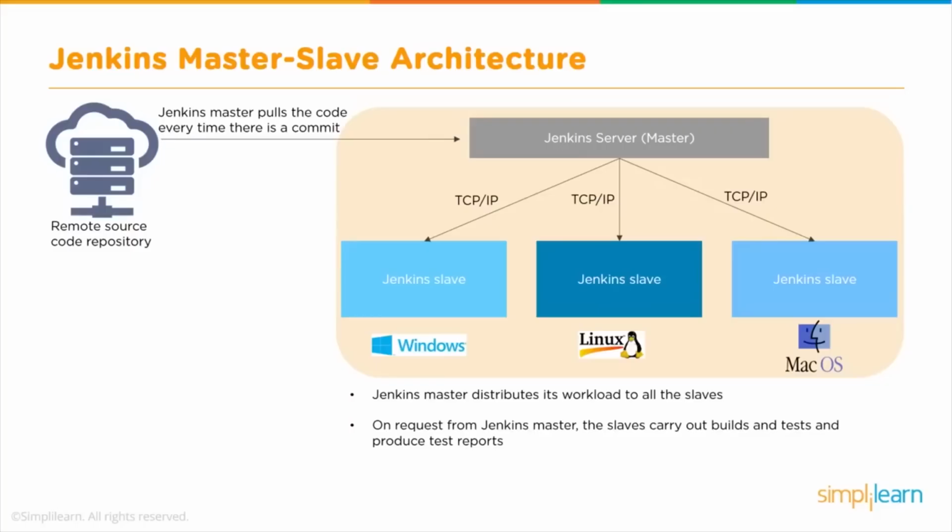So what we have here is an overview of the master-slave architecture within Jenkins. On the left-hand side is the remote source code repository, and that remote source code repository could be GitHub, or it could be Team Foundation Services, or the new Azure DevOps code repository, or it could be your own Git repository. The Jenkins server acts as the master environment on the left-hand side, and that master environment can then push out to multiple other Jenkins slave environments to distribute the workload.